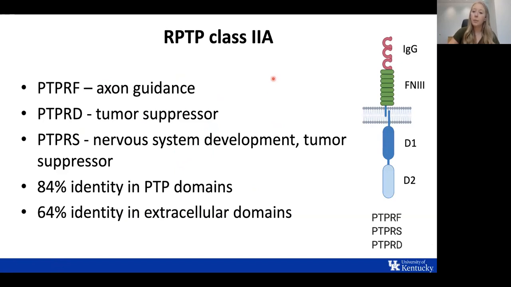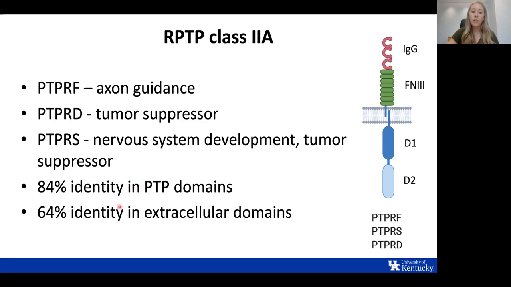Looking at class 2A more specifically, we see that they have IgG extracellular domains, as well as fibronectin type 3. There are 2 intracellular phosphatase domains. The D1 domain is active and the D2 domain is inactive. Just generally, PTPRF is the most well-studied of the 3 for its role in axon guidance in Drosophila studies. PTPRD is a well-characterized tumor suppressor in various cancers, and PTPRS is also involved in nervous system development and is also characterized as a tumor suppressor.